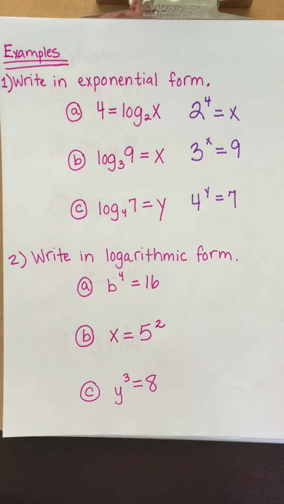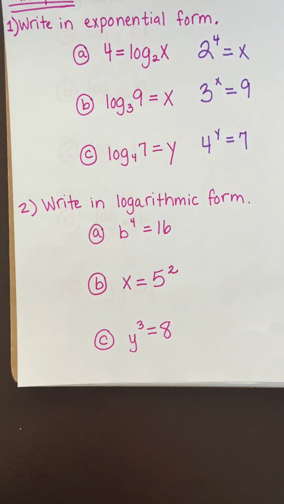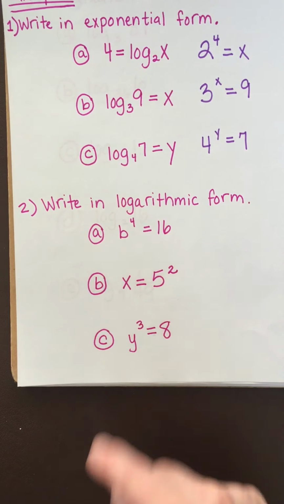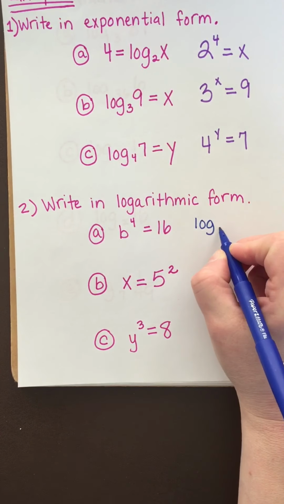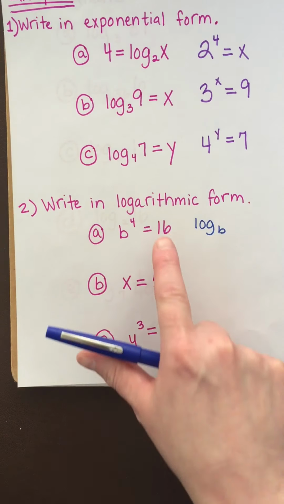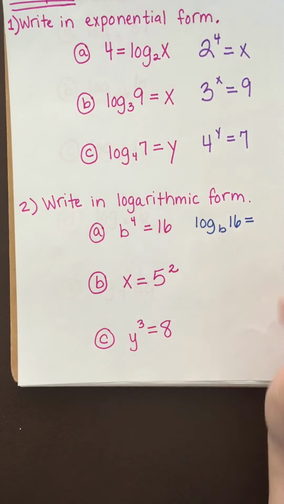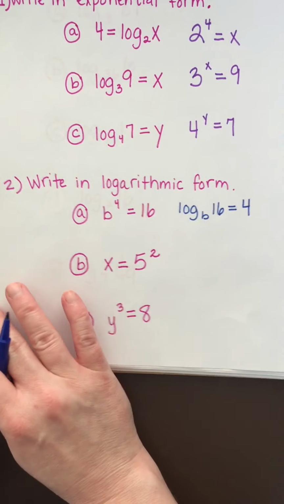Now, let's do that backwards. We're going to write these that are in exponential form in logarithmic form. So we got b to the 4 equals 16. So remember, this is going to be the base of my log. So log base b. And what are we taking the log of? Well, 16. And that will equal my exponent, which is 4. All right, let's do another one.